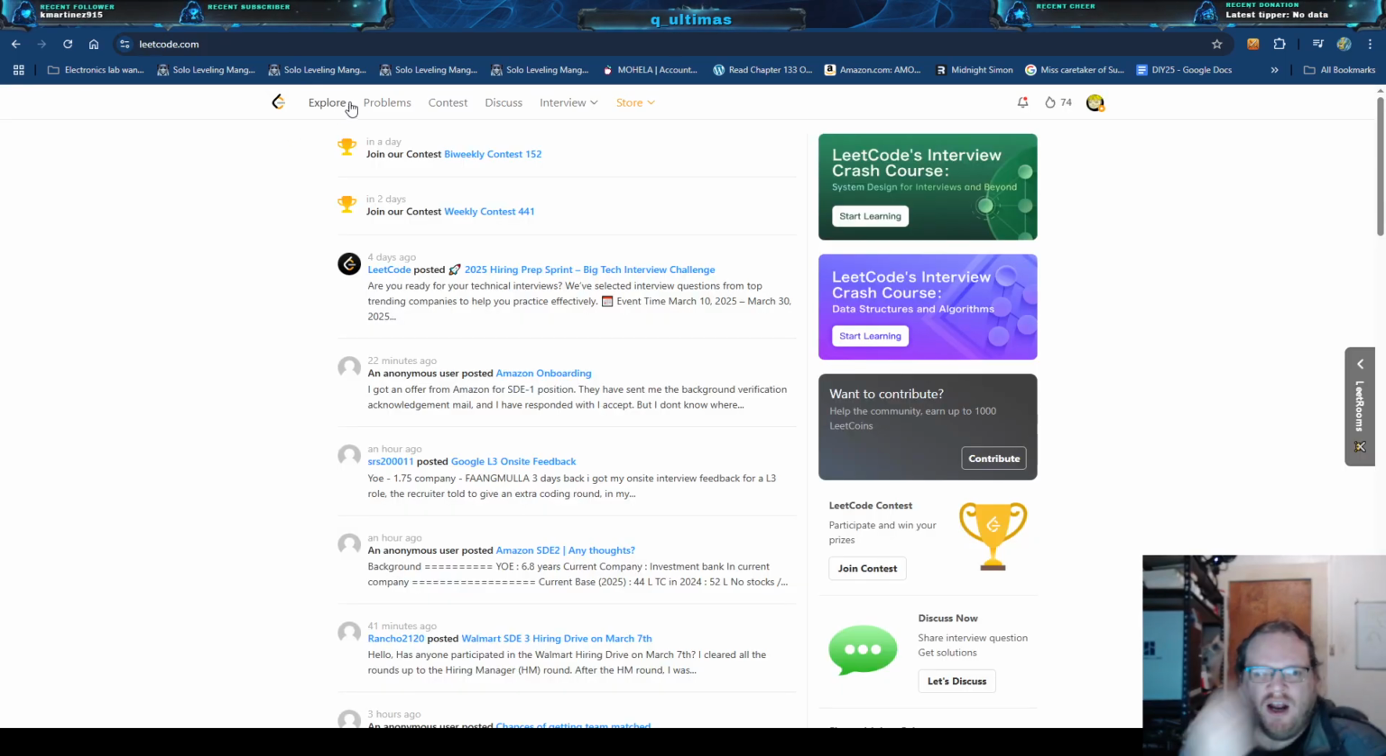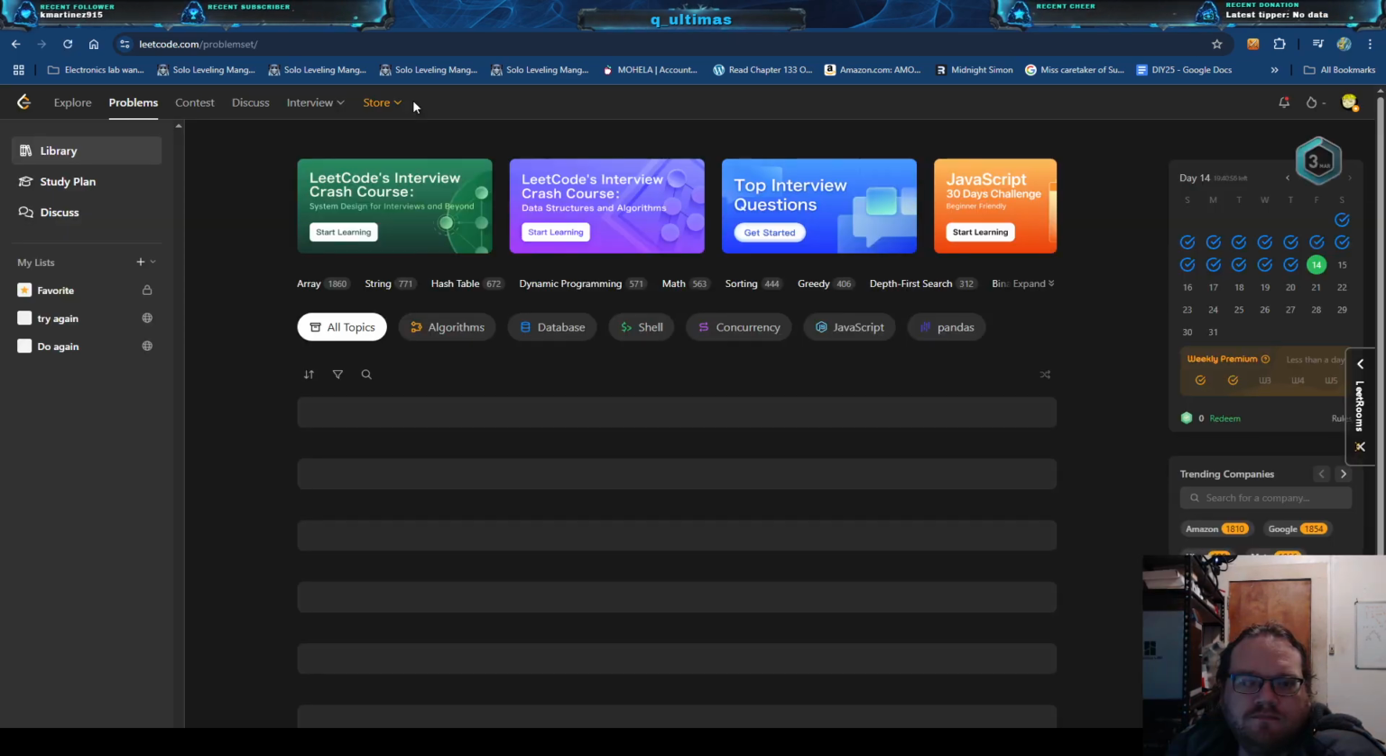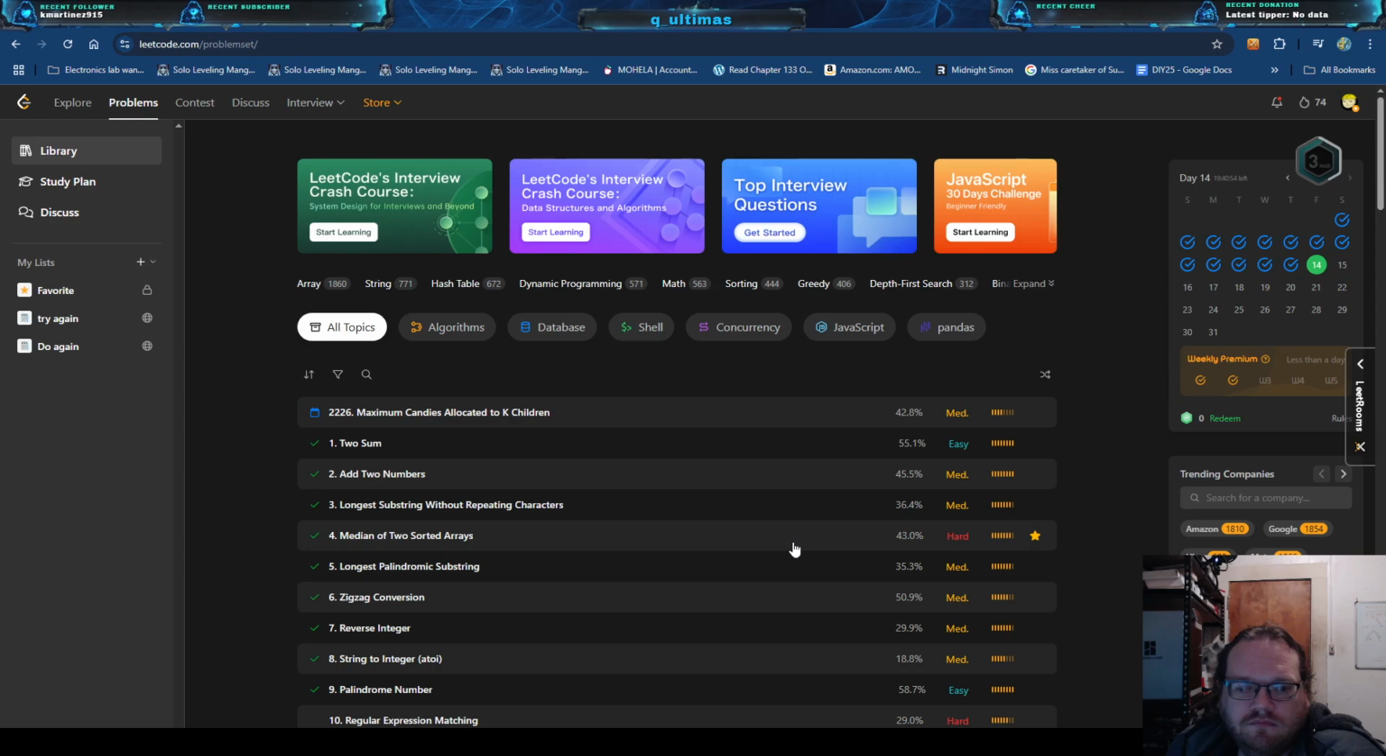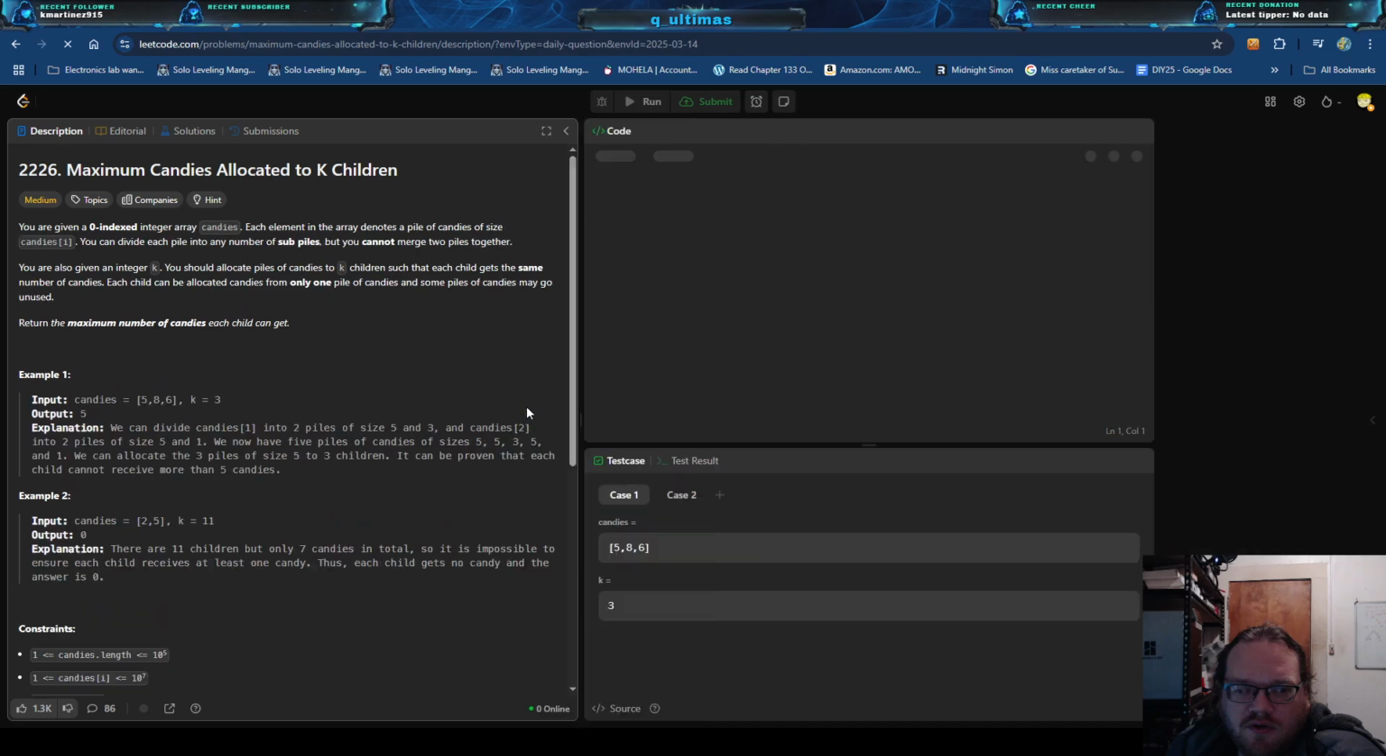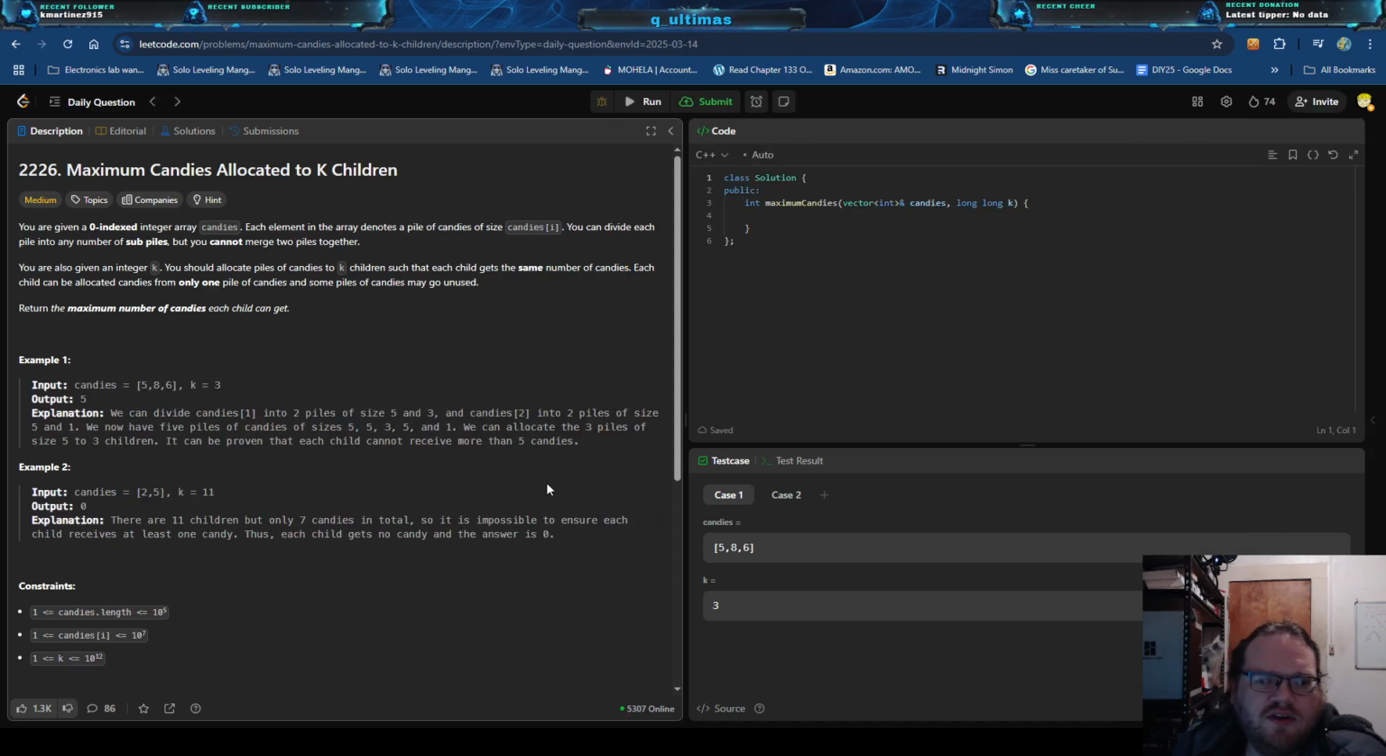Okay, get to the problem of the day. I think I've done this problem before. Or not. 2226, Maximum Candies Allocated to K Children. You are given a zero-indexed integer array candies. Each element in the array denotes a pile of candies of size candies[i].